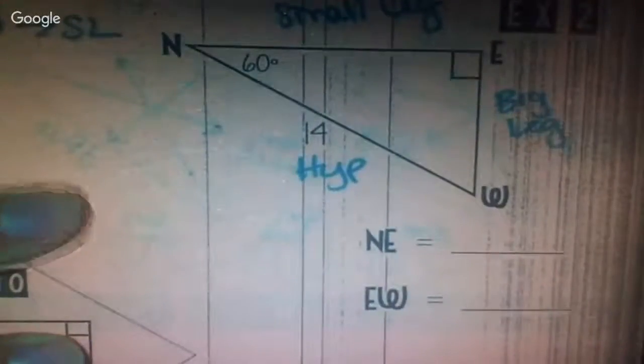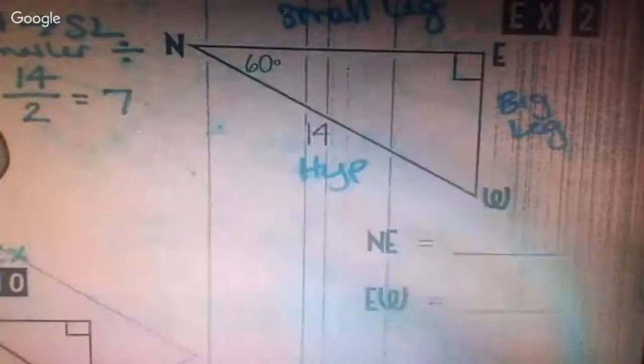Okay. 14 is across from my right angle, which makes it my hypotenuse. E to W is across from my 60-degree angle, which makes it my big leg. And then my small leg is across from my 30-degree angle. So this time I start with my hypotenuse. When you start with something other than your small leg, you want to get to your small leg first. So we want to go from hypotenuse to the small leg. Am I getting bigger or smaller? Smaller. So we're going to divide.